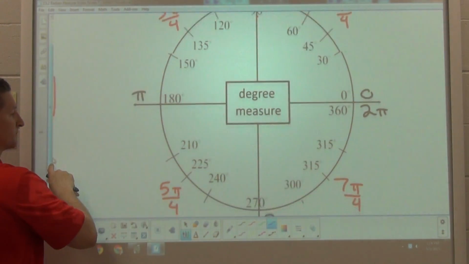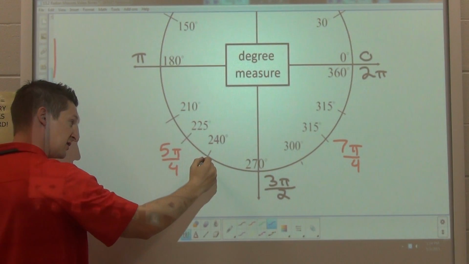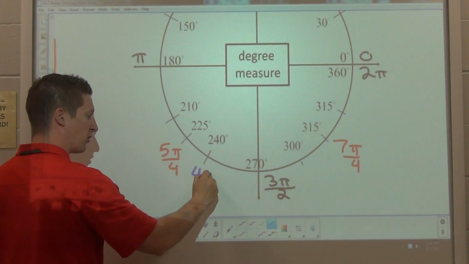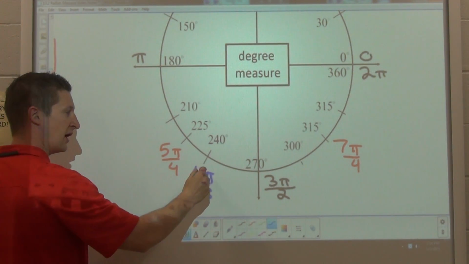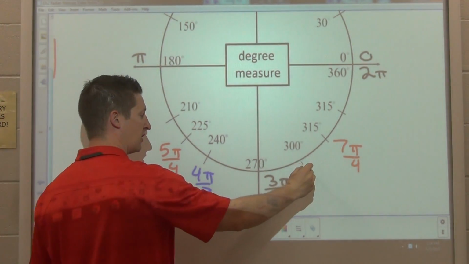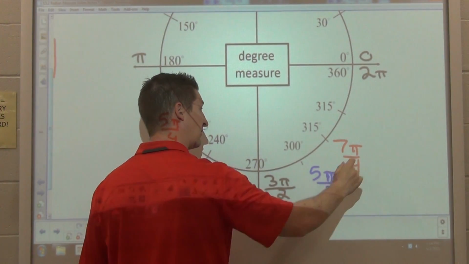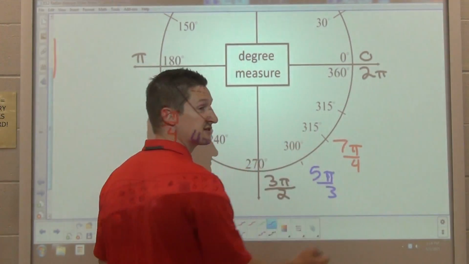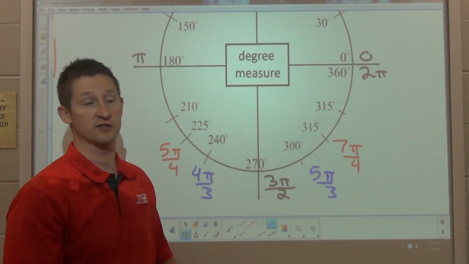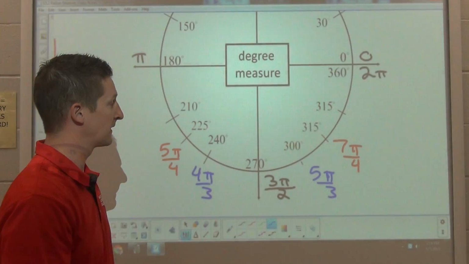I keep counting. Here's 3/3 of pi, 3/3 equaling 1. The next one by 60 takes me to 240, which is going to be 4/3 of pi. Another 60 will take me to 300. That's going to be 5/3 of pi. And finally, another 60 takes me to 360. That's 6/3 of pi, and 6/3 is equal to 2 once again.